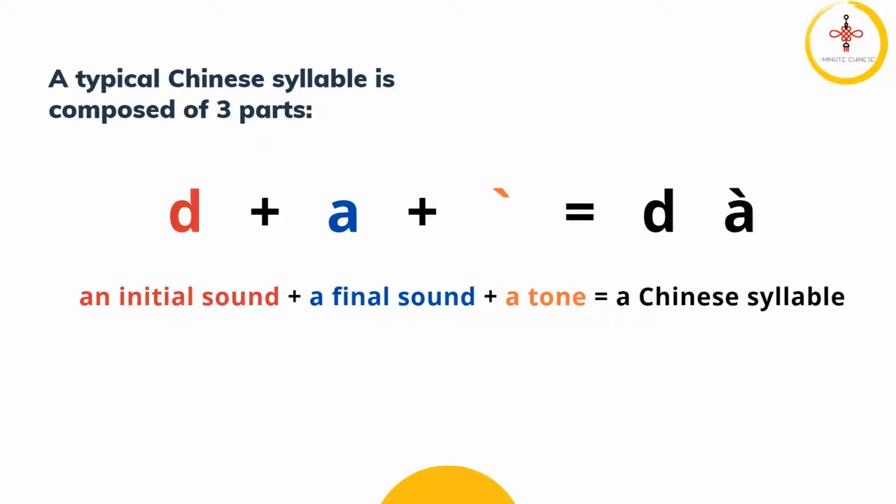Before we start today's lesson, let's do a quick review of the Chinese syllable. A Chinese syllable is composed of three parts: an initial sound, the consonant, a final sound, the vowel, and a tone, similar to the intonation in English. Make sure you go back and watch our previous videos, The Sounds of Chinese, Chinese Syllables Part 1 and 2, so you will have a better understanding of a Chinese syllable.